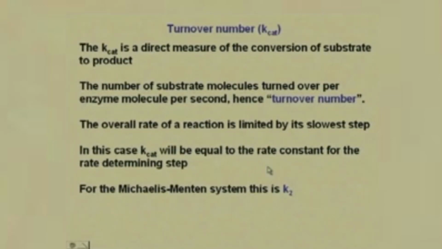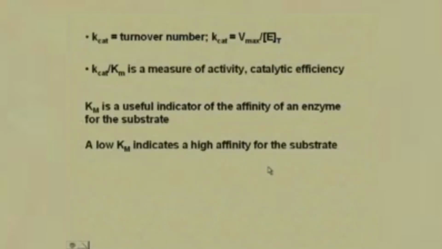Okay? So now what can we do with these values? Kcat is our turnover number. So what is our Kcat? We know that Kcat times the total enzyme concentration is the maximum velocity attainable, right? Because what did we do initially? We wrote K2 times total enzyme concentration, that is going to give us Vmax. So what is our Kcat? It is Vmax divided by the total enzyme concentration. Now, the Kcat by Km is a measure of activity, or rather the catalytic efficiency.